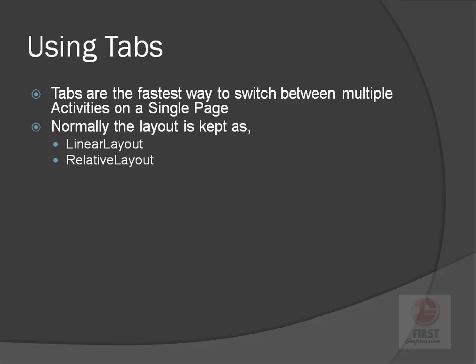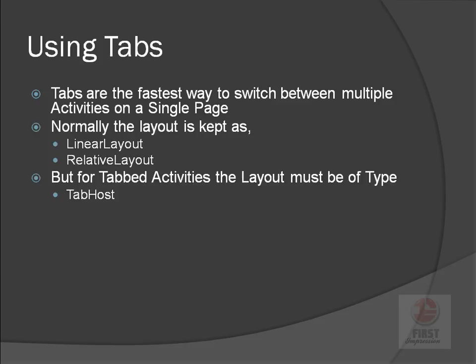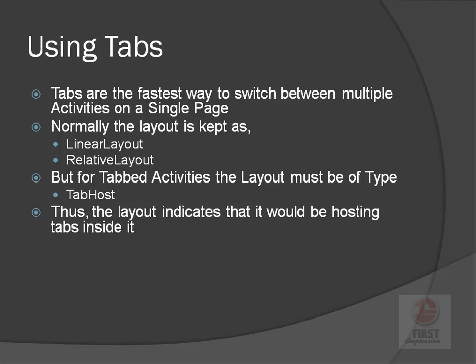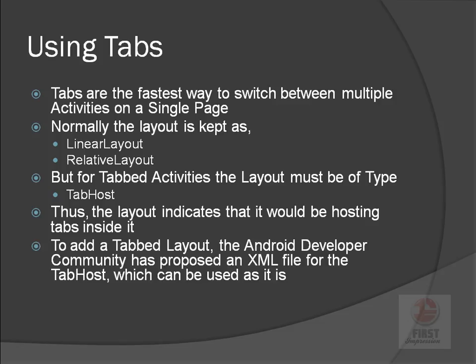Normally we keep our layout as linear layout or relative layout, but for tabbed activities the layout must be of the type tab host, because the layout is hosting a tab inside it. That's why it is a tab host. The layout indicates that it would be hosting tabs inside it. To add a tab layout, the Android developer community has proposed an XML file. We can use that XML file as it is. So I'll be just showing you that XML file. And the activity for a tab host is tab activity.